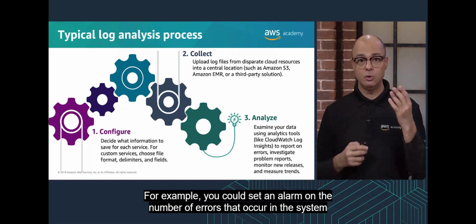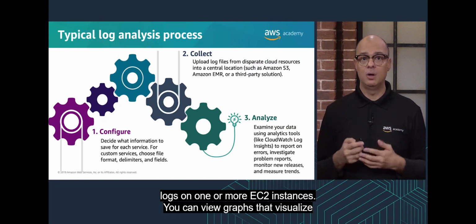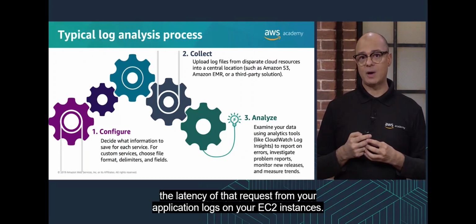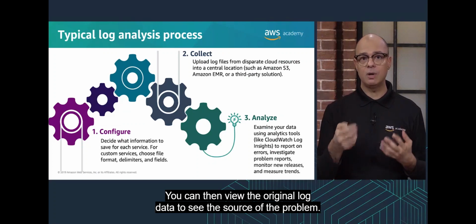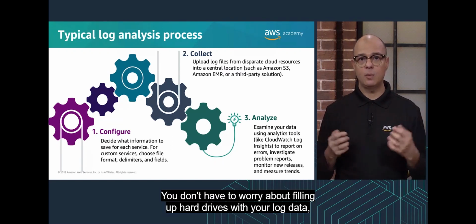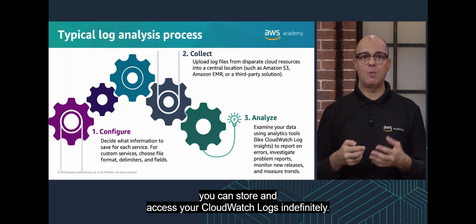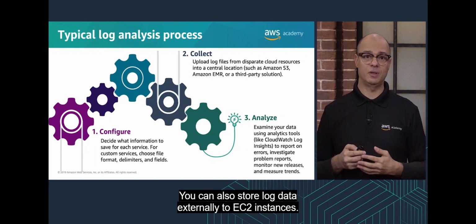For example, you could set an alarm on the number of errors that occur in the system logs on one or more EC2 instances. You can view graphs that visualize the latency of web requests from your application logs on your EC2 instances. You can then view the original log data to see the source of the problem. You don't have to worry about filling up hard drives with your log data. You can store and access your CloudWatch logs indefinitely.